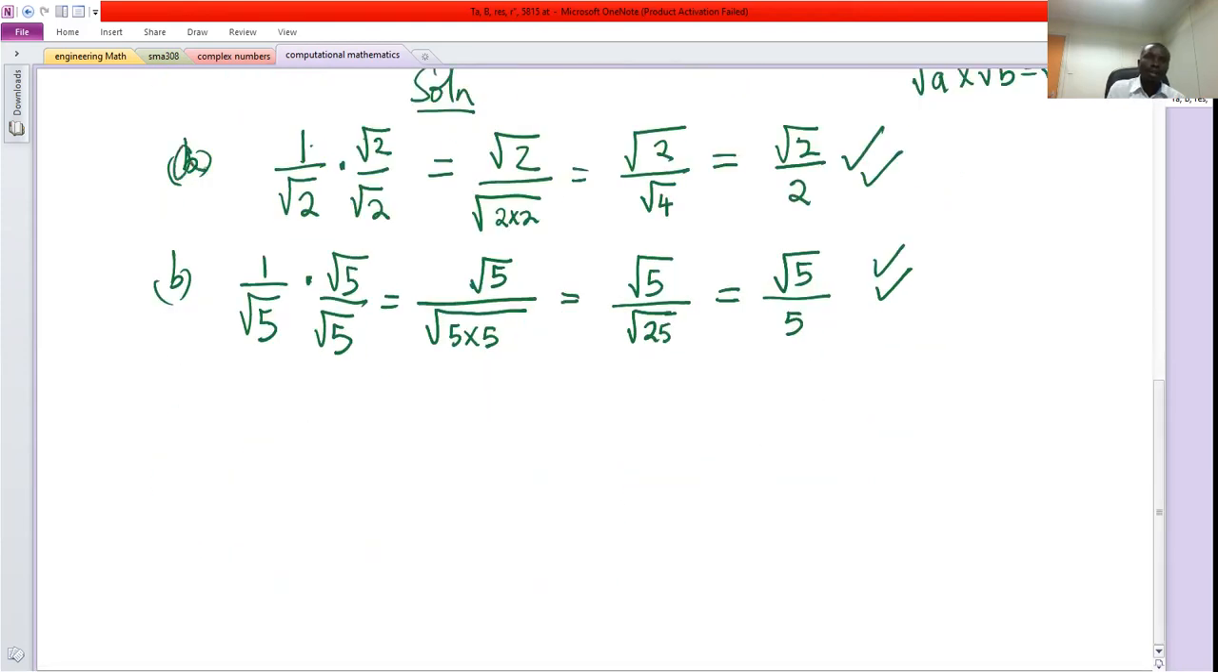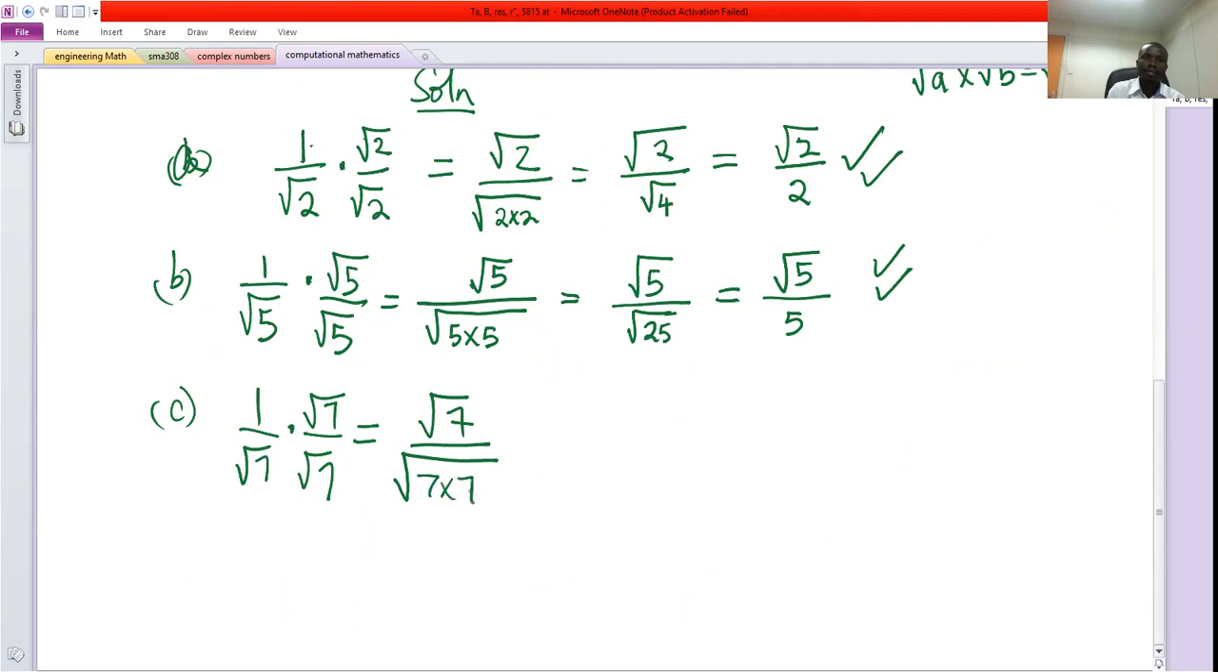So this was A and B. C, 1 over root 7. You multiply by root 7 over root 7, which would be 1 times root 7 is root 7. And then you write the square root sign, 7 times 7, which is 49. So this will be root 7 divided by the square root of 49, which is 7. Remember, we are only interested in the positive square root, so don't write plus or minus 7. In this case, this becomes the solution.